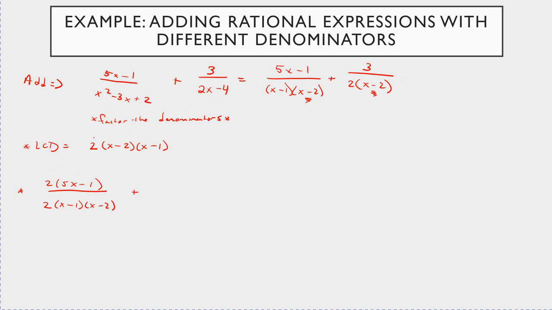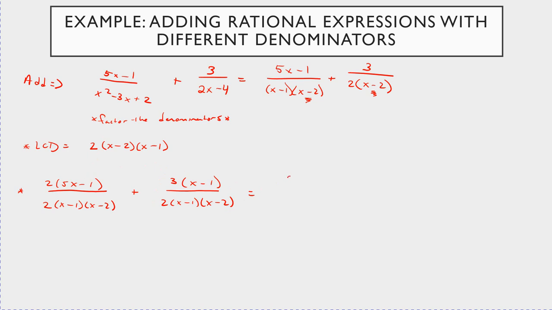So now what is this one missing? It has an x minus 2. It's missing an x minus 1. So if I'm going to multiply an x minus 1 in here, I need to multiply that into the top as well. Well, now I can add.